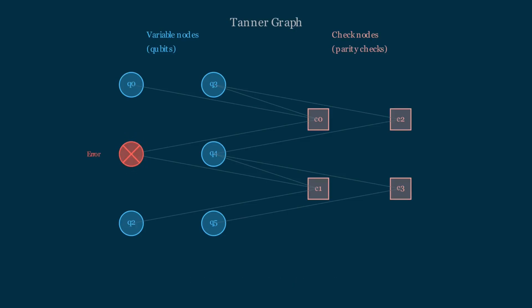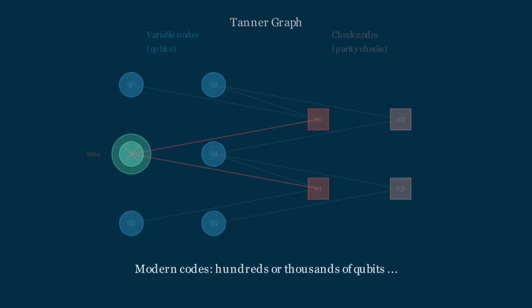When an error occurs on a qubit, it flips the syndrome bits of all the check nodes connected to it, the pattern of which checks triggered. The syndrome is your clue about where the error happened. For simple codes, you can figure out the error by hand. But modern codes have hundreds or thousands of qubits, each connected to multiple checks. The syndrome is a vector of hundreds of bits. The space of possible errors is astronomically large.